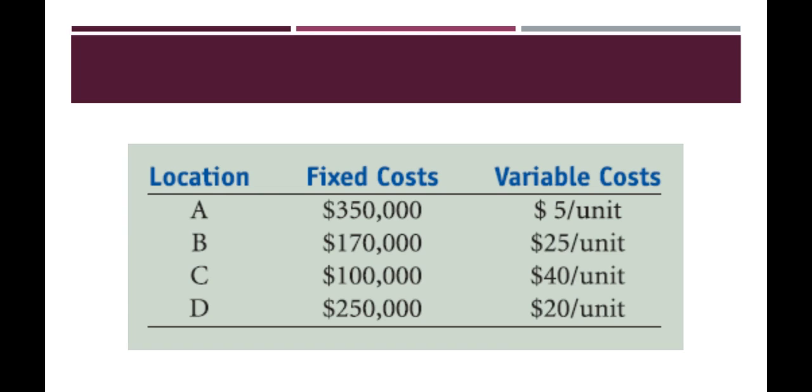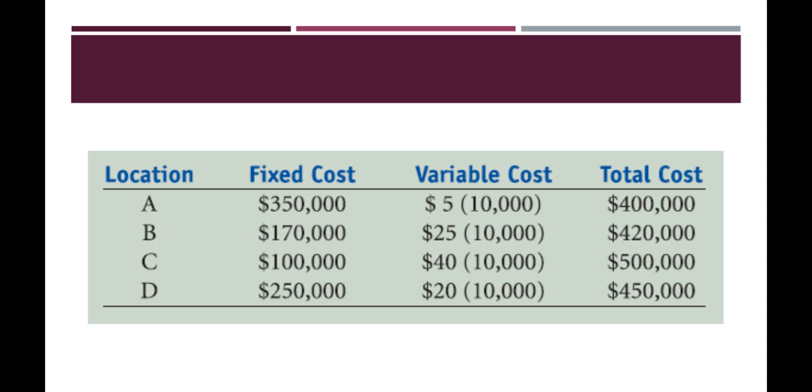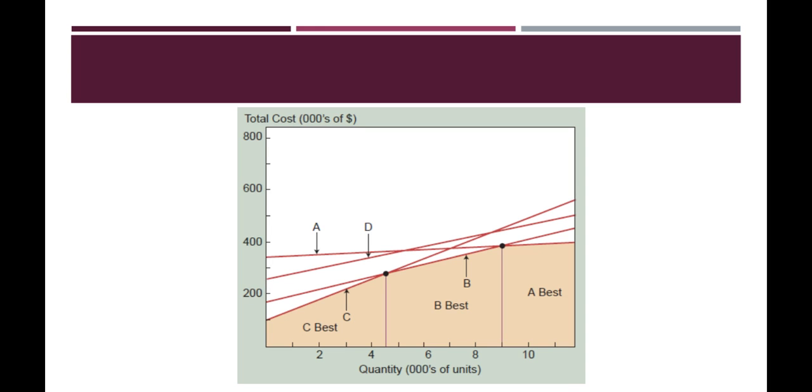For each line that we have to plot, we need 2 points. The first point can be units sold equal to 0. For the second point, we can compute it by using expected demand, which is units sold equal to 10,000 units. For the 10,000 units, we compute the following total cost for each location. You can see that depending on the range of output, locations C, B, and A are the best ones. Location D is never a best option.